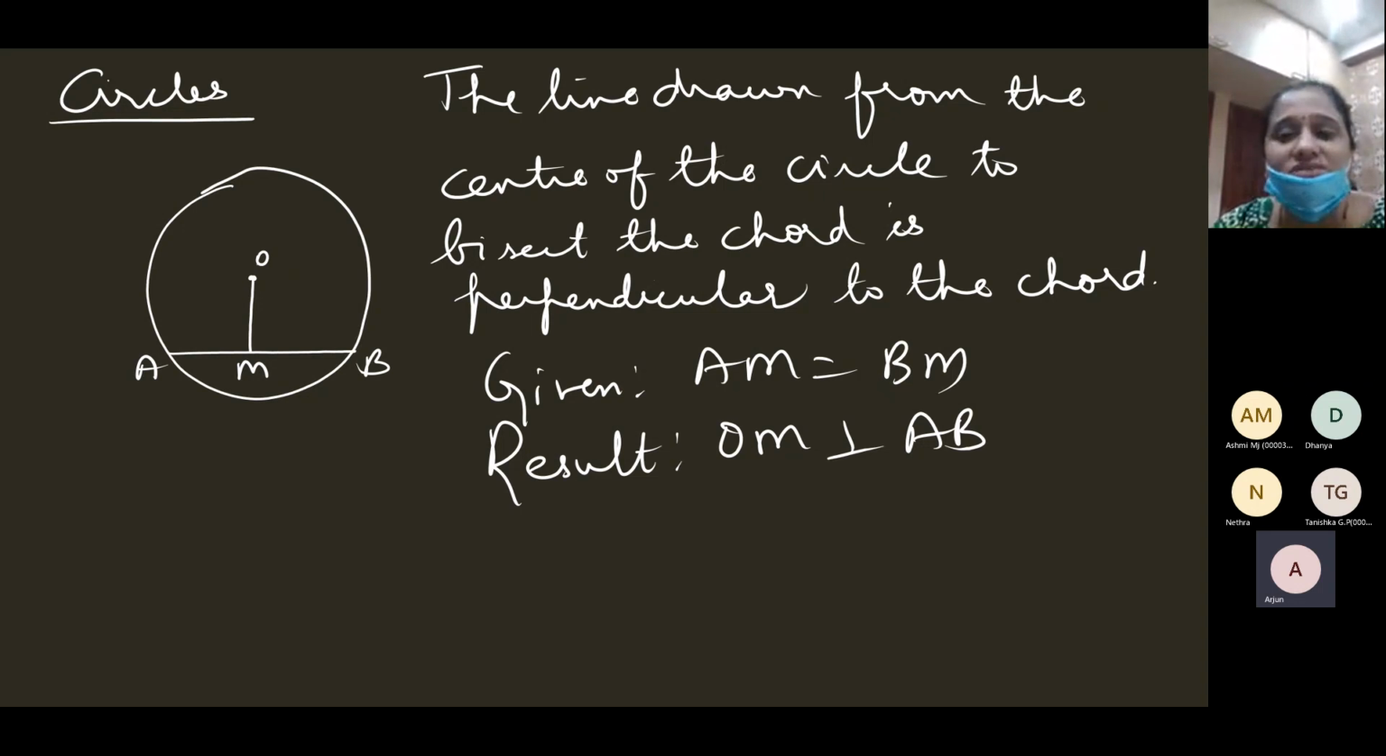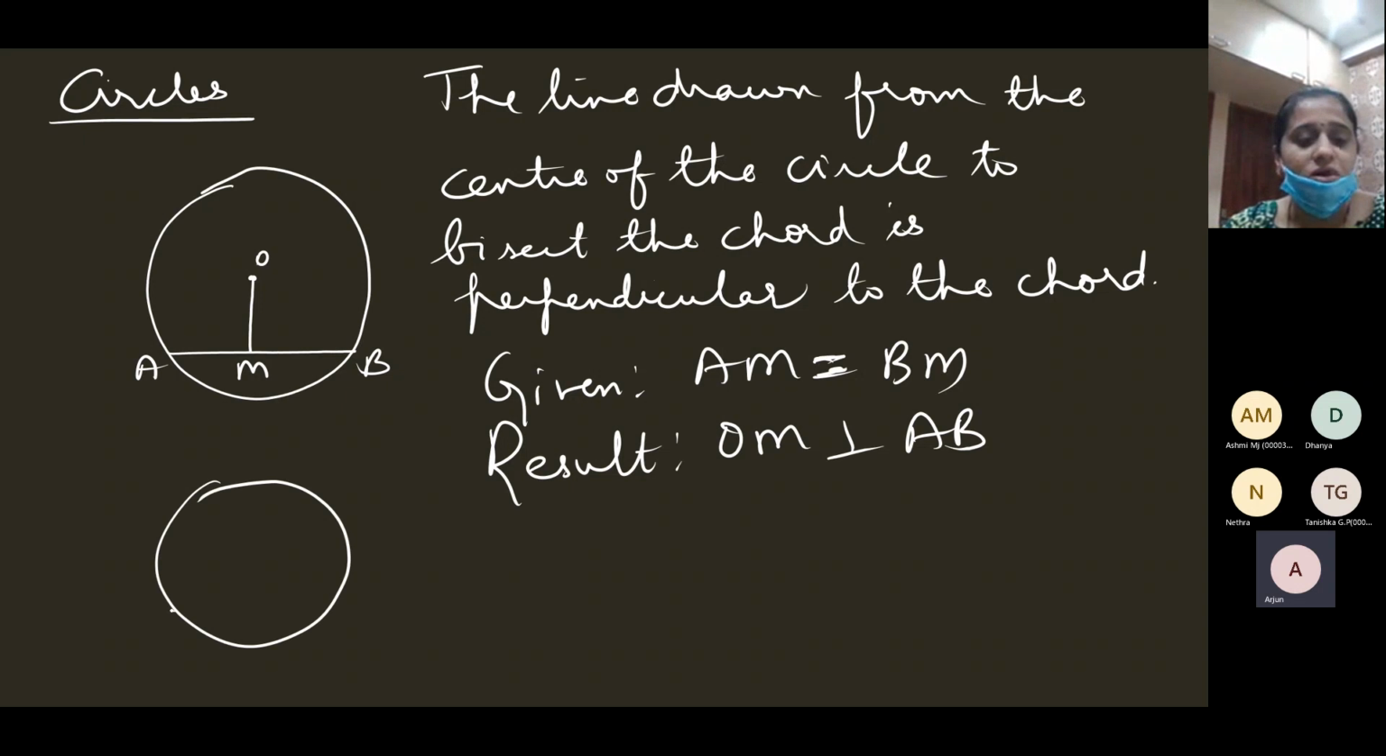The line drawn from the center of a circle to bisect the chord. If you draw a line from the center of the circle to bisect the chord, then that line will be perpendicular to the chord. From the center O, if you draw the line segment OM such that M is the midpoint of AB, then OM is perpendicular to AB. If M is the midpoint of AB, then OM is perpendicular to AB.